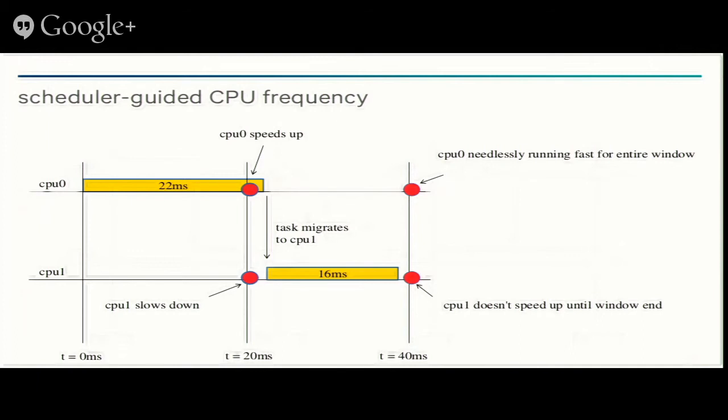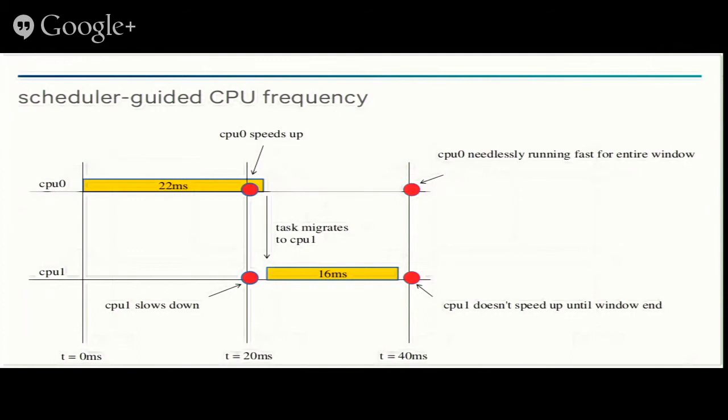Here's another issue. Say we had something that used the entire previous window on CPU 0, CPU 0 sped up, and then right after the next window begins, that task migrates to CPU 1. Nothing ran on CPU 1 in the previous window, so maybe the governor ramped it down to Fmin or whatever. This is a really bad situation because CPU 0 is going to be idle for the rest of the window needlessly, so you're potentially wasting power there. CPU 1 is running at potentially some slow frequency, and it's not going to ramp up for another 18 milliseconds.